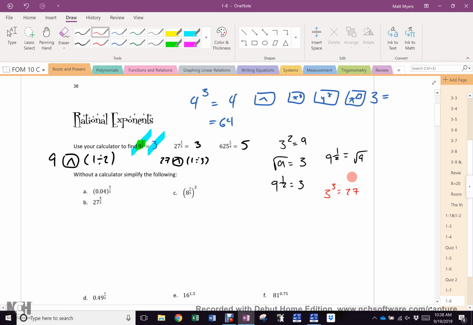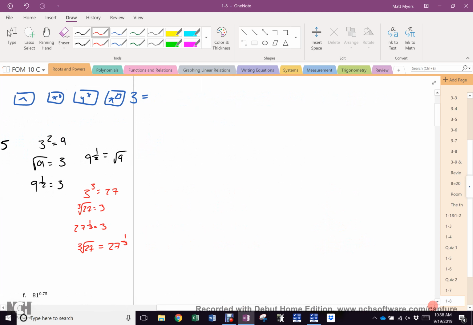So logically, is not the cube root of 27 3? Yes. What else do we have that relates 27 and 3 on this page? 27 to the 1/3 equals 3. So what does that tell us about the cube root of 27 and 27 to the 1/3? They are the same. Is everybody cool? Now, without writing the next thing down, I want you just to look at it. That's the radical symbol, right?